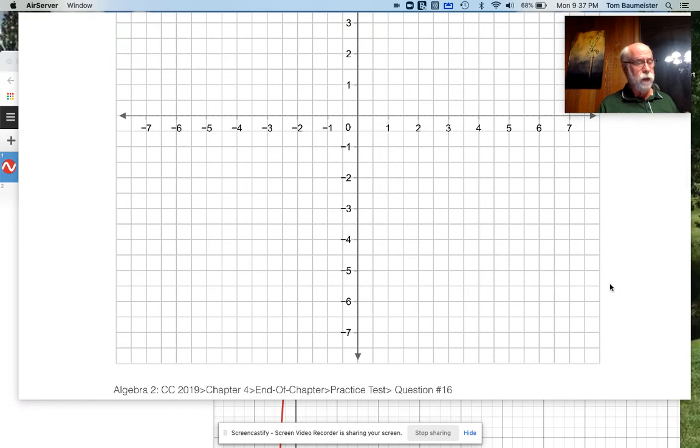So now all they wanted us to do was plot the x-intercepts. They're not asking us to draw anything. So we just said it was -3 and +3, -2 and +2. So good there.